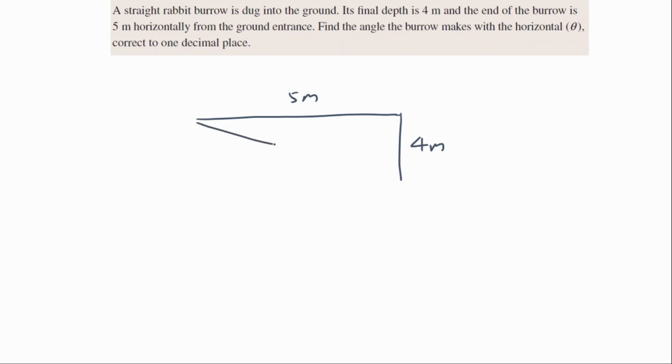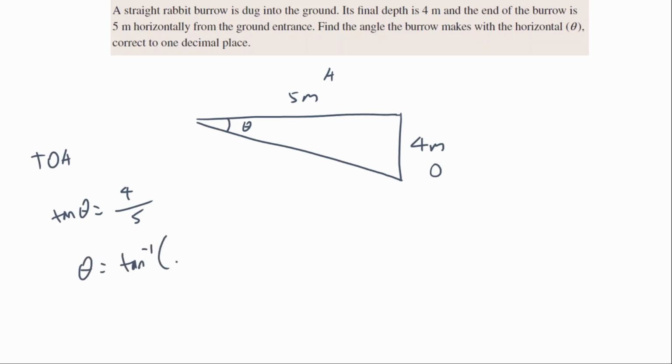And we want to find the angle. So that angle there, the burrow makes with the horizontal. And once again, we're going to call that theta. So that's the opposite here. That's my adjacent. So I'm using TOA. So I've got tan theta equals the opposite of 4 divided by the adjacent 5. So theta equals tan to the power of -1 times 4 over 5.